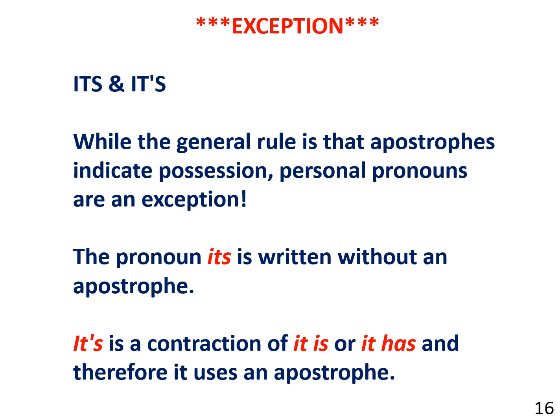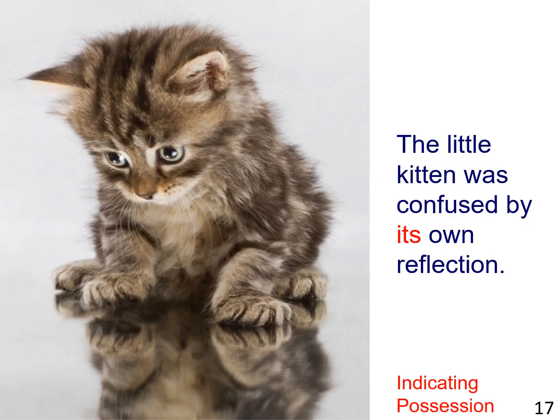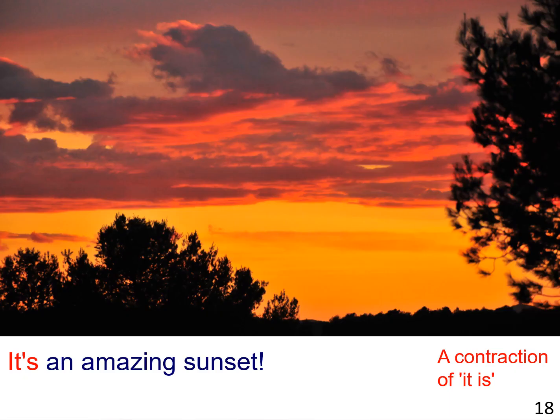Here are some examples. The little kitten was confused by its own reflection, indicating possession. Next, it's an amazing sunset, a contraction of it is.